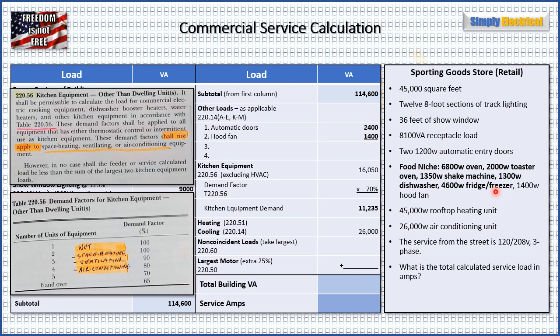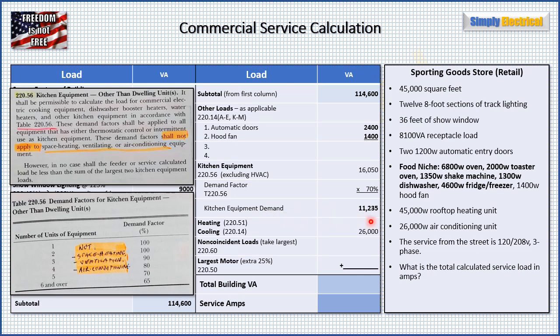All right, so what we do is really very simple. You just add up all your loads. If you add all these loads up, you come up with 16,050 VA. And then we count up how many loads there are. In our case, we have 5: 1, 2, 3, 4, 5. So we go over to our table and we go down to 5. With 5 units of equipment, we get a 70% demand factor. So we apply 70% to 16,050 VA, and we come up with 11,235 VA. And that is our kitchen equipment demand. So very easy, very straightforward.